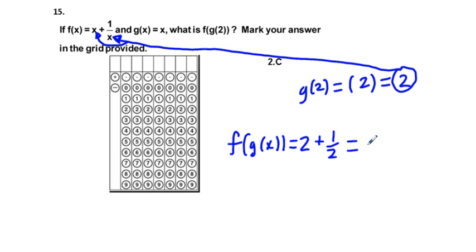And when you do this, you're going to get 5 over 2 as a fraction, or in decimalized form 2.5. So 2.5 is our answer. Up here we put 2.5 and bubble it in. So there's 2 and point, and down here 5. That's what this one should look like.